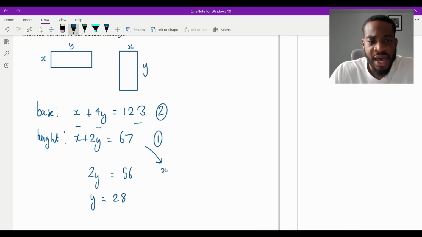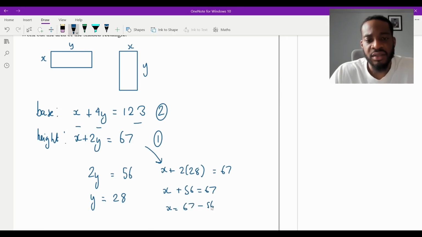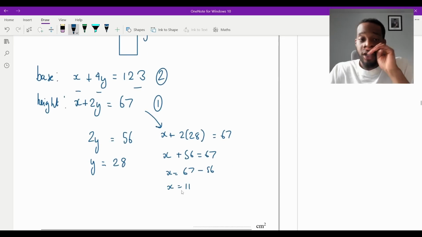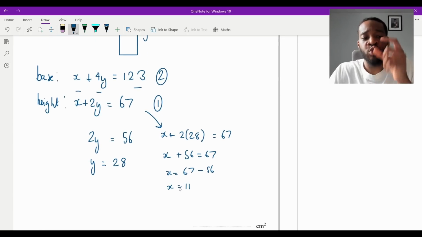So I would say x plus, I now know that y is 28, so it's going to be 2 lots of 28, which is equal to 67. And that means that that's 56, isn't it? So x plus 56 is equal to 67. That means x is going to equal 67 take away 56, which is equal to 11. So now I have the dimensions of this rectangle.